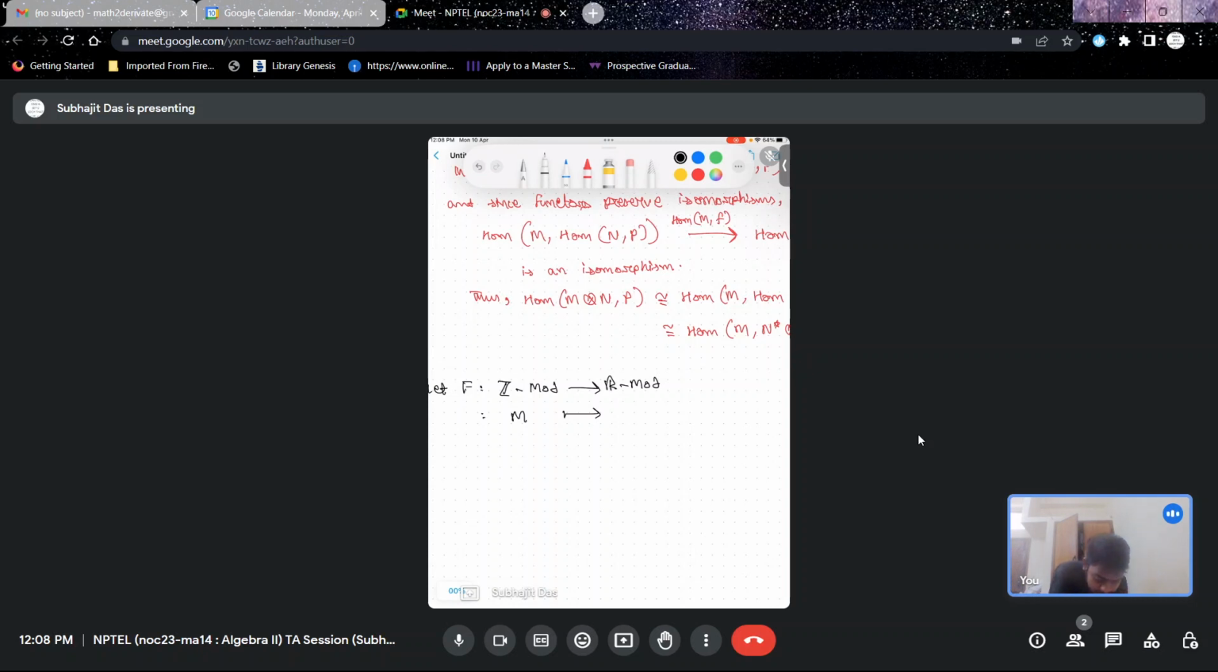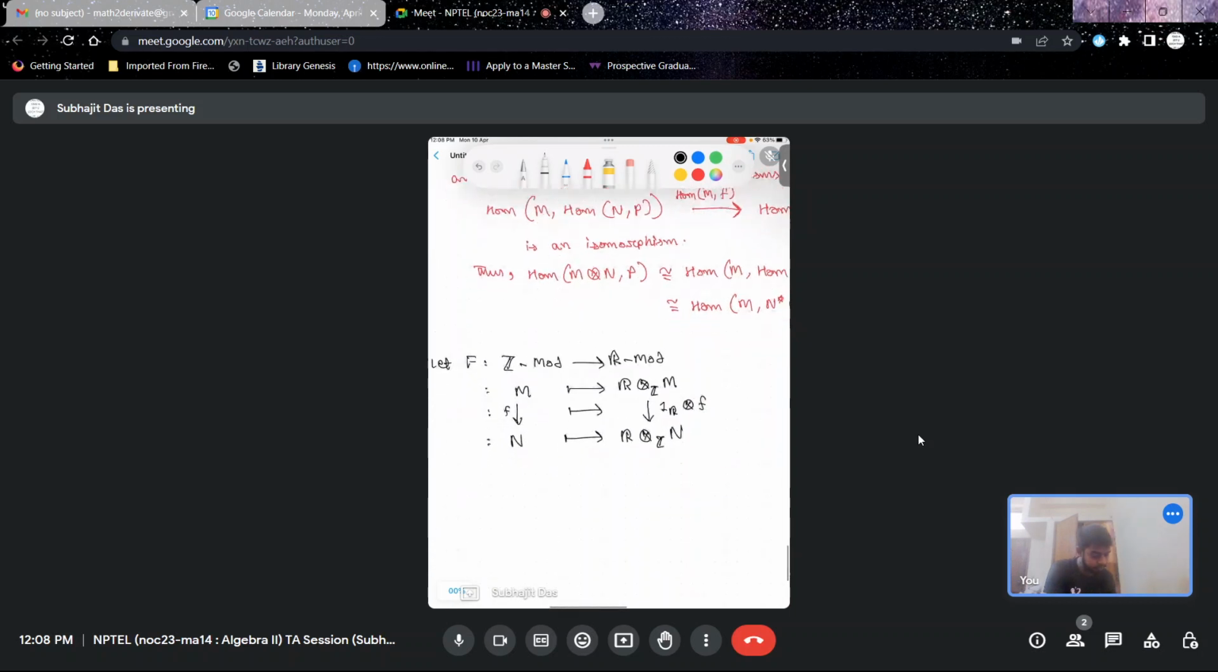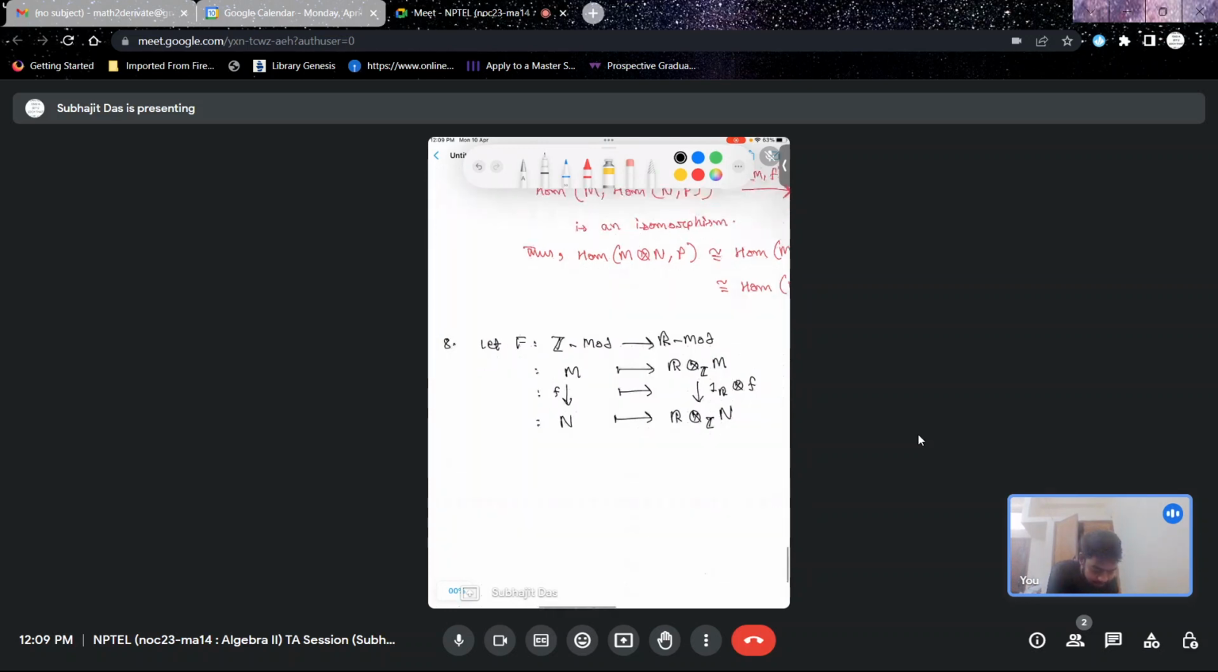So it maps M, which is in Z-mod, onto R tensored over Z with M, which is an element of R-mod, as we know by extension of scalars. It maps N onto R tensored over Z with N, and maps any arrow little f in the category onto an arrow which is 1_R, the identity of R, tensored with f, which is an arrow in R-mod. Okay, so F of f is equal to 1_R tensored with f.